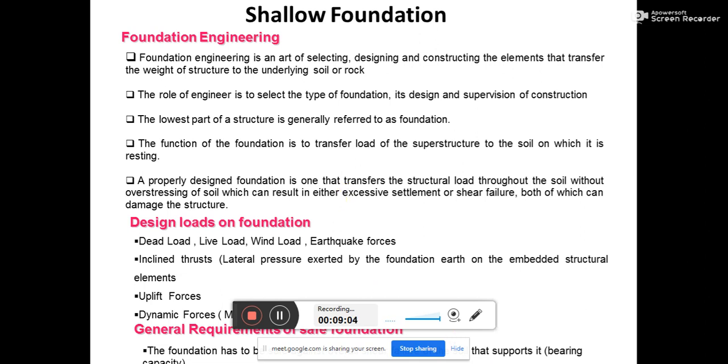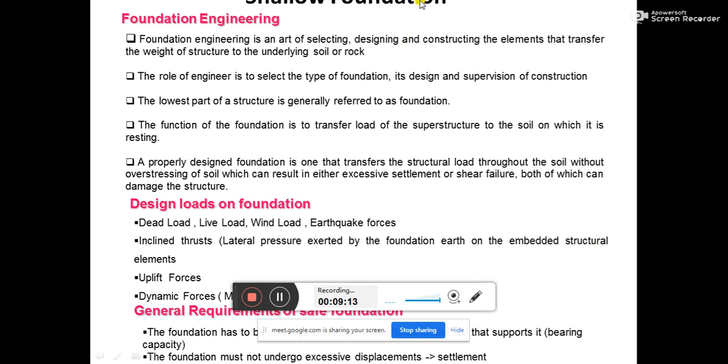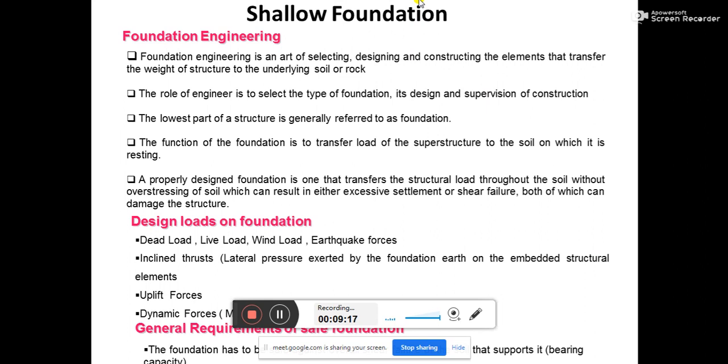So foundation engineering is basically a concept where you need to understand how do you select a foundation, how do you design a foundation, and how do you construct a foundation. All the three things are the requirement of a foundation engineer. A foundation engineer must know all these things. The second thing is the role of a foundation engineer to select the type of foundation. This type of foundation is very important to understand. Which type of foundation you will be applying for which kind of structure, which kind of soil, that you need to understand, and its design and the supervision of the construction.